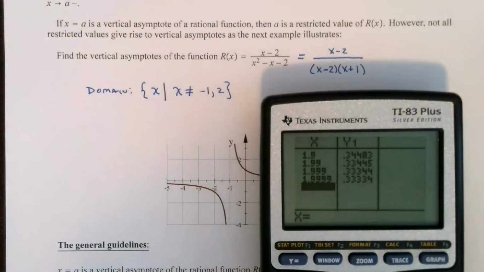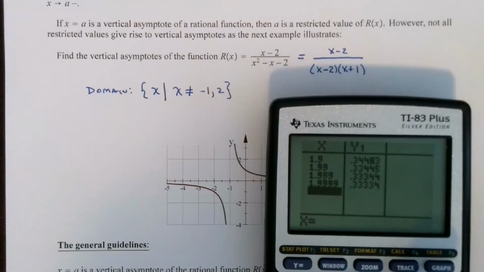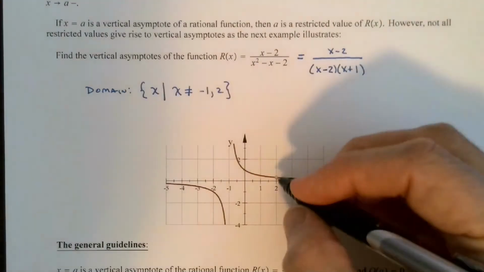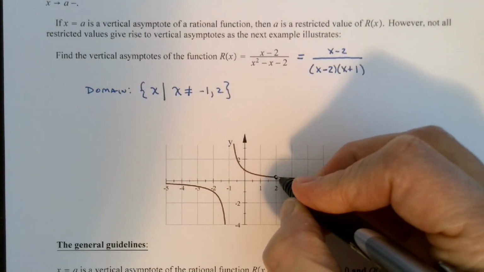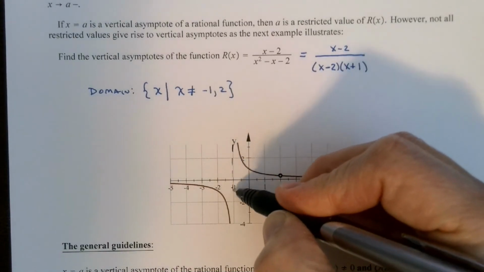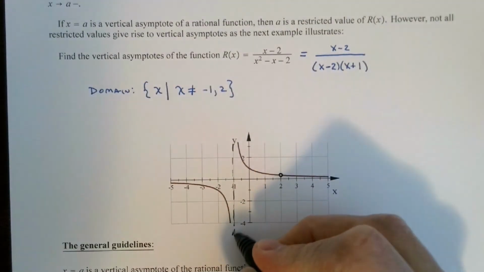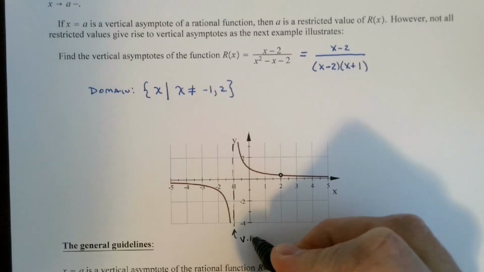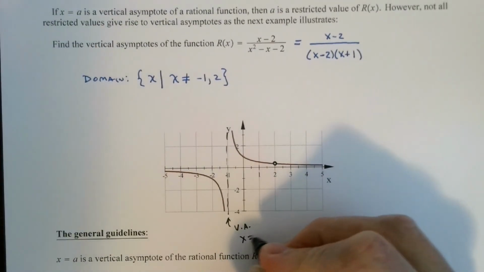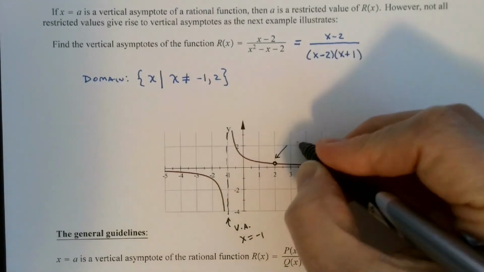Okay. What's actually happening, if we look at the graph correctly, is we have a hole in the graph. There's a hole right here. Not a vertical asymptote. Here we have a vertical asymptote. Right? So this is going to be a vertical asymptote. I'll abbreviate vertical asymptote VA of what? X equal negative 1. But this right here is a hole in the graph.